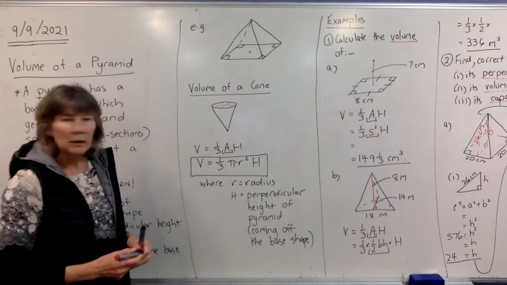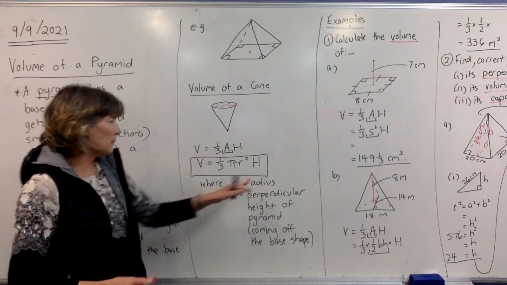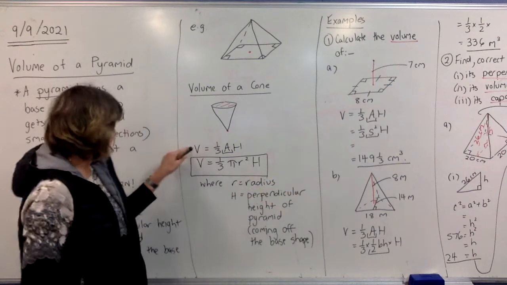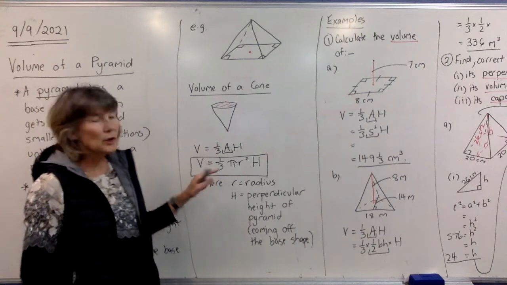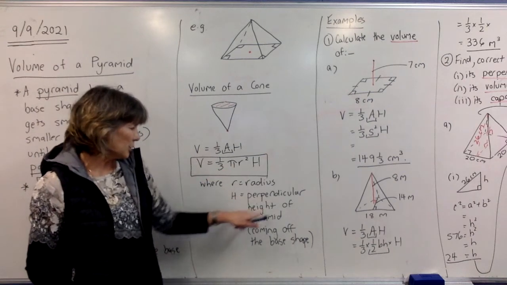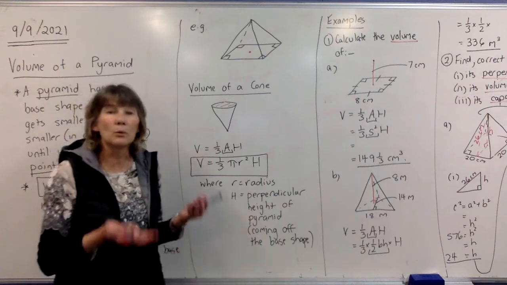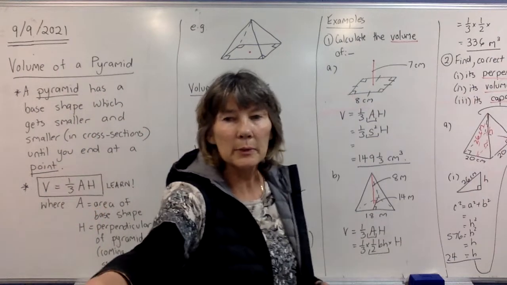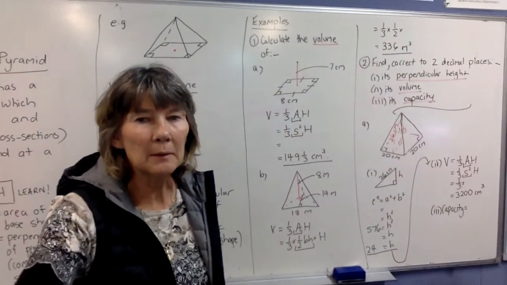Okay, so if you can't remember that formula, I'm not writing learn next to it. This is the one you need to learn, and then you can develop that from it. Okay, so R is your radius, H again is your perpendicular height of your pyramid coming away from your base shape. Okay, so we're going to go through some examples here now.